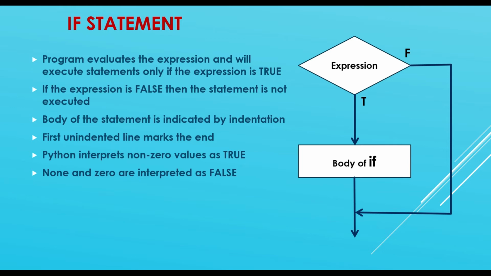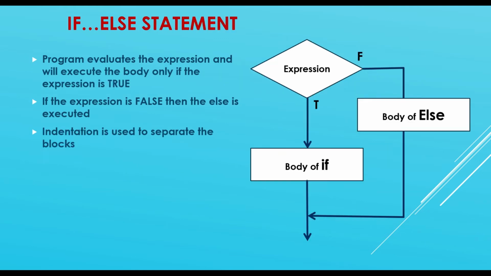So you give an expression and a condition. If the condition is true, then the body of the if statement, which is indented, will be executed. If the condition is false, then it will move out and go to the next part. Like we saw in the example, if I go to the shopping mall if the cab is available. If it is available, then I'll go to the shopping mall. If the cab is not available, then I'll move out of this block. That is the if statement.